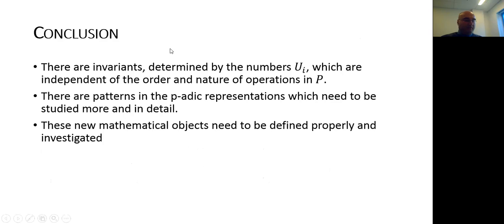So I want to conclude with some points. There are invariants determined by the numbers ui, by which I mean k, g, and k1, g1, which are independent of the nature of operations in P. There are patterns in the p-adic representations which need to be studied more and in detail. These new mathematical objects need to be defined properly and investigated.